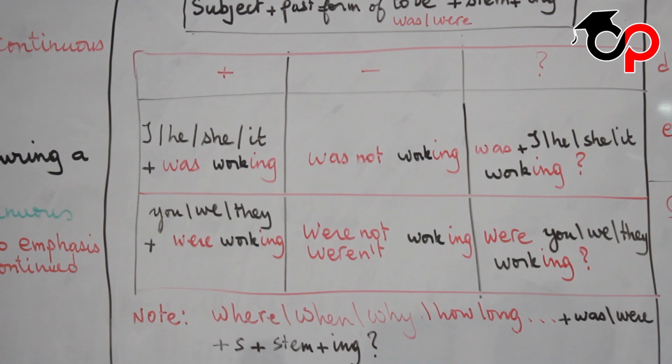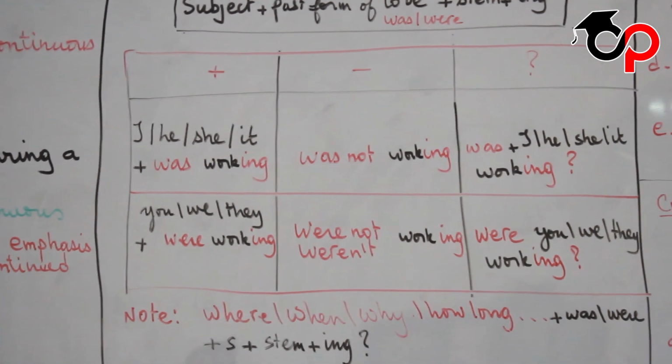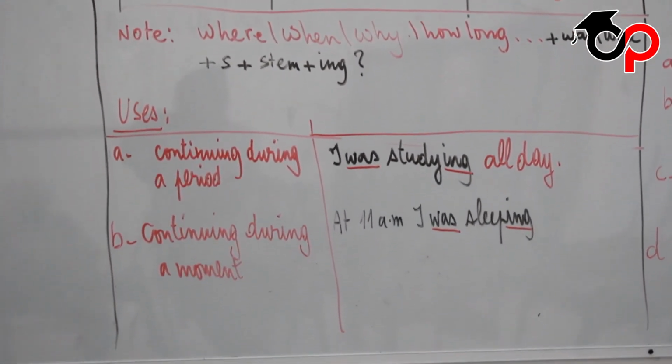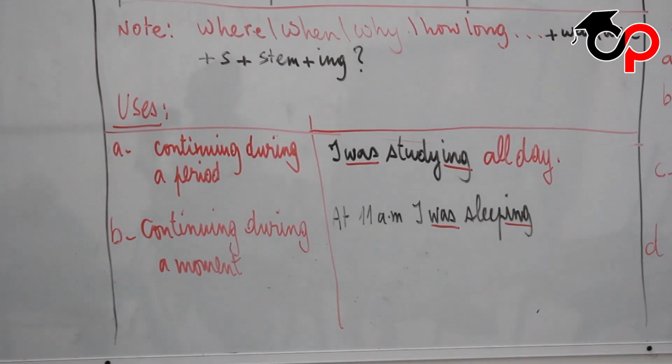Note that in questions you can use question words like where, when, why, how long. What you have to do is just add them or put them at the beginning. So you can say, when were you working? Or how long was he working? Okay? Well, dear pupils, let's go to the different uses of the past continuous.